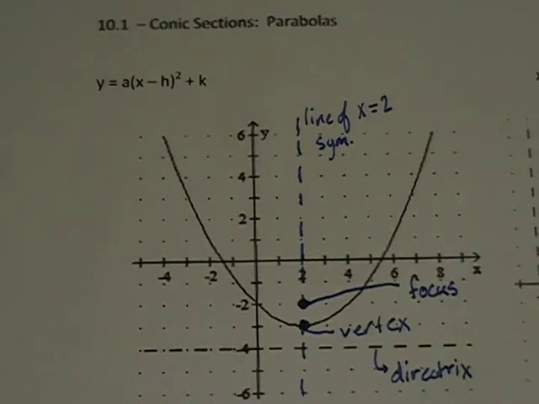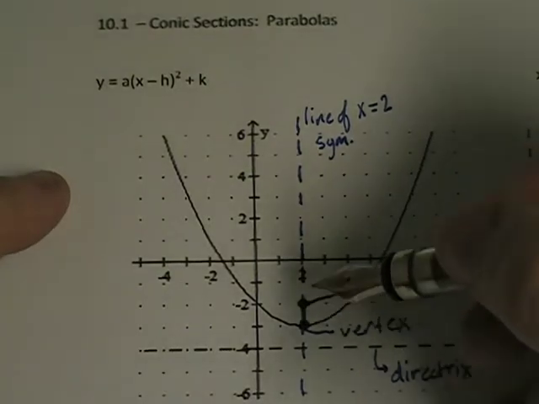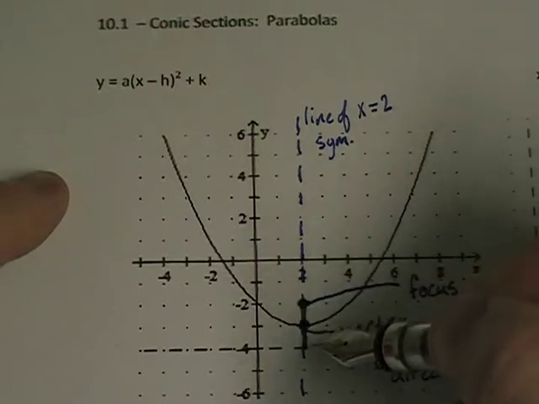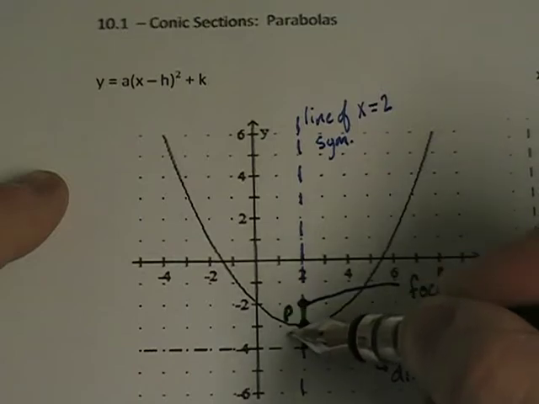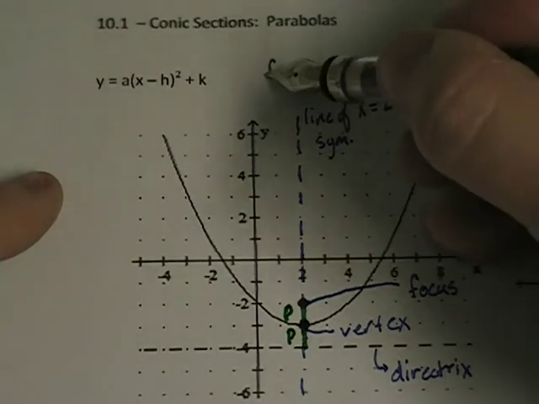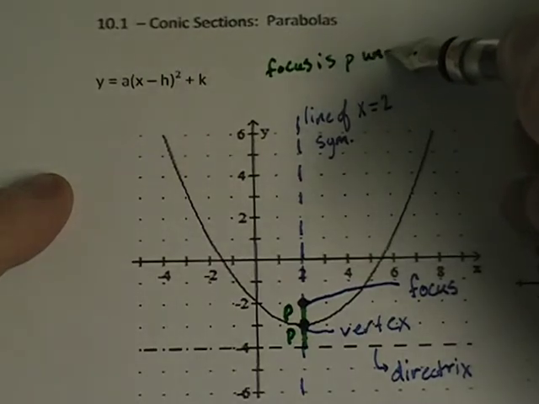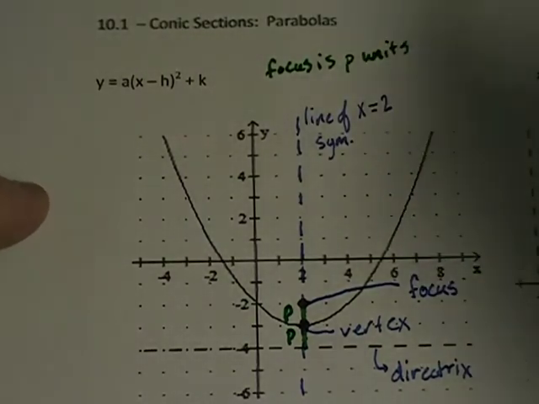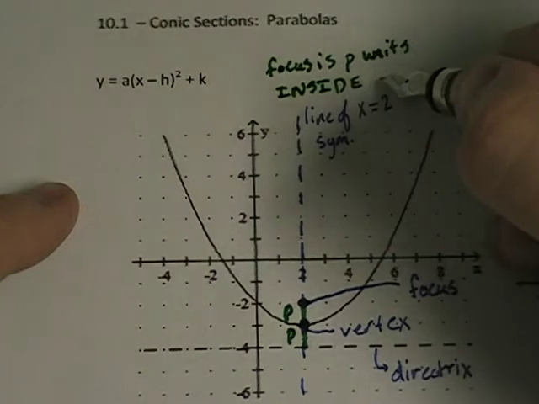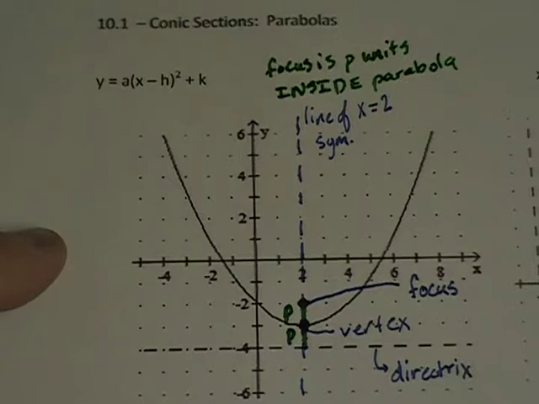Okay? So something neat about the focus and the directrix. This distance from the vertex to the focus and this distance from the vertex to the directrix, so here, this green line, and here, this green line are both the letter P. Okay? The focus, I'm going to write this down for you. The focus is P units inside the parabola. Okay? P units inside the parabola.